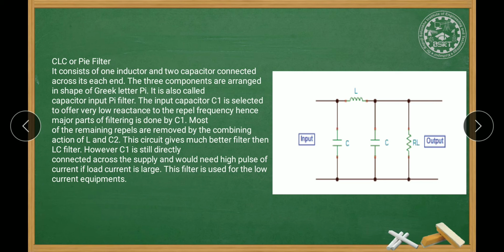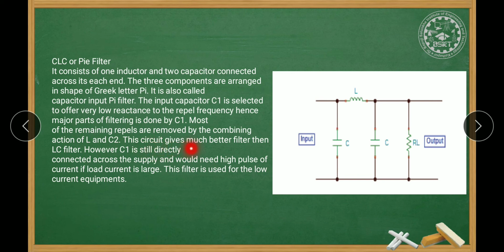The input capacitor C1 is connected to offer very low reactance to the ripple frequency. So it bypasses the AC component. L blocks AC, and again if any ripple component is there, it will be bypassed again by C2. Okay. Most of the remaining ripples are removed by the combined action of L and C2.